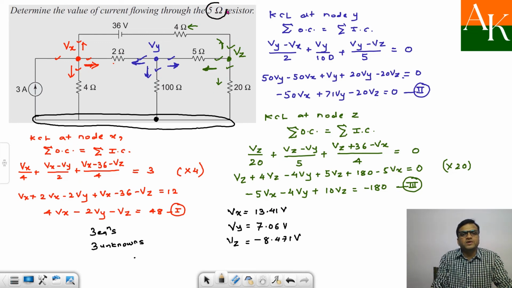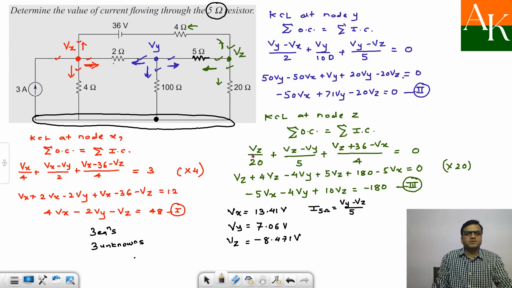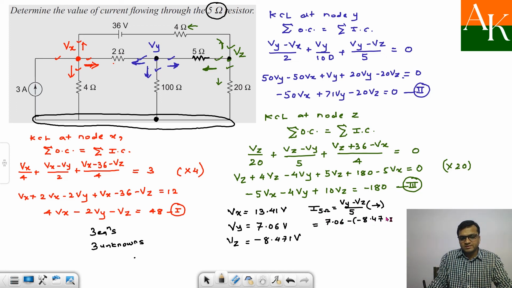We have to calculate the current through the 5 ohm resistor, and the 5 ohm resistor is over here. Now you decide how you have to move, towards right or left. If you have decided to move towards right, then current through 5 ohm can be written as (Vy minus Vz) divided by 5, because current is originating at Y, ending at Z, and the resistance is 5. That means current is moving towards right. So you substitute the values, so you will have (7.06 minus (minus 8.471)) divided by 5 towards right, and this will give me the answer as 3.106 ampere towards right. Thank you.